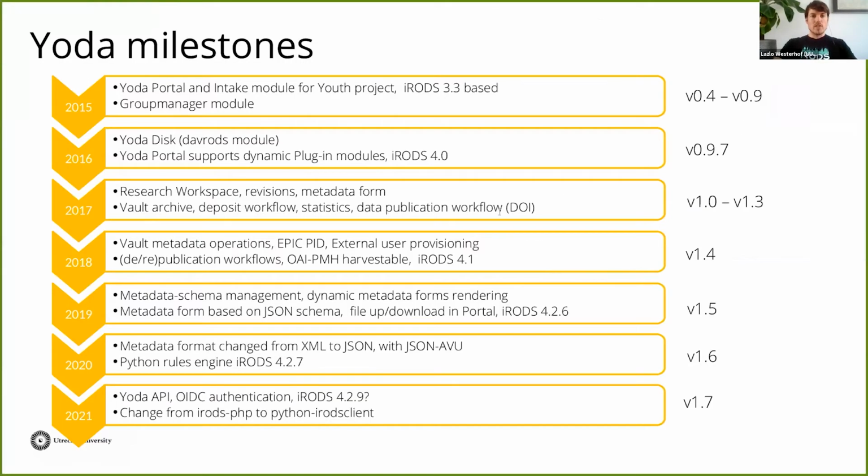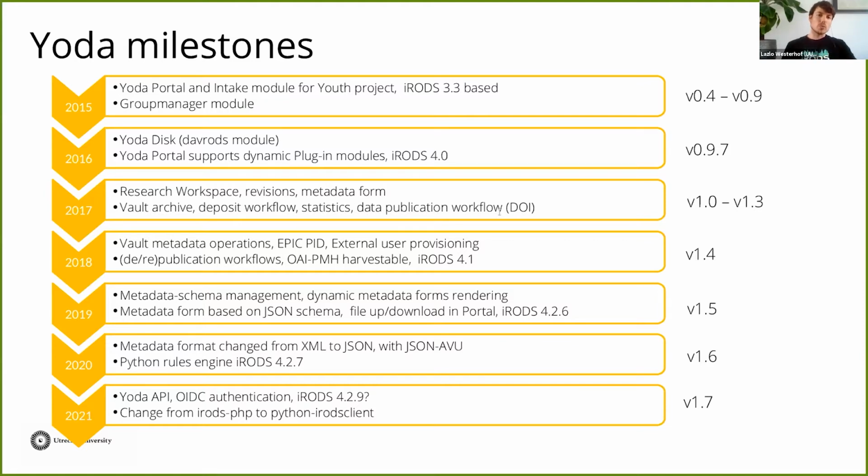Yoda milestones. We have been developing Yoda for more than 6 years now. In that time, we have developed a lot of functionality. We started in 2015 with a web portal for a specific project with iRODS 3.3. A year later, we added WebDAV support to our web portal with DevRODS, and we migrated to iRODS 4.0. In 2017, we added the data deposit and data publication workflows to Yoda, and then we made several improvements on how we handle metadata and upgraded to iRODS 4.1 and 4.2.